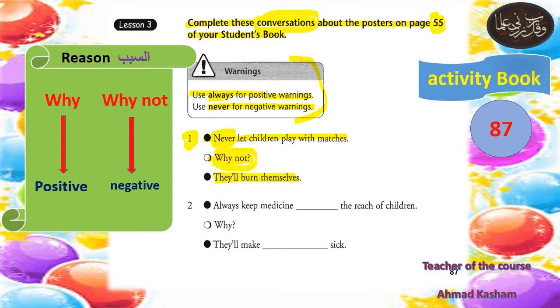Now, number 2. Always keep medicine. What do we have here? Out of the reach of children. Why? They'll make them sick. دائما أبقي الدواء بعيدا عن متناول الأطفال. لماذا؟ لأن الأدوية تجعلهم مرضى, تسبب لهم المرض.